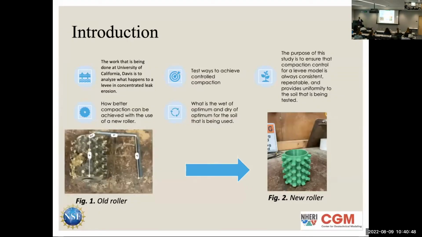To start off, what they were trying to research was the concentrated leak erosion that happens in levees at the University of California, Davis. When I came over there, the whole thought process was how can better compaction help achieve a better levee with the use of a new roller, and what kind of tests can we do to also achieve controlled compaction? What are the differences between the wet of optimum and the dry of optimum?